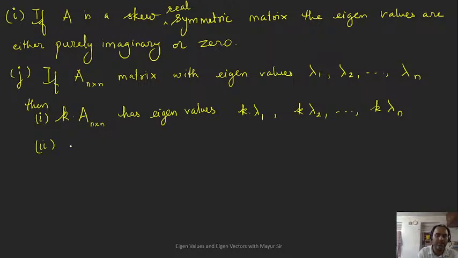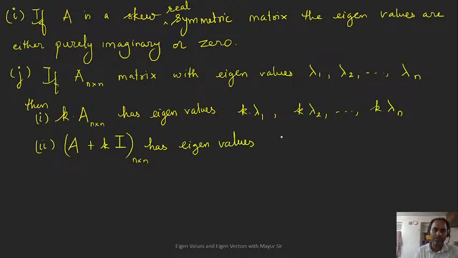Second point here is, if this is what we have, then there is one more thing here, that is, A plus kI, which is also n cross n, has eigenvalues lambda 1 plus k, lambda 2 plus k, dot dot dot, lambda n plus k.